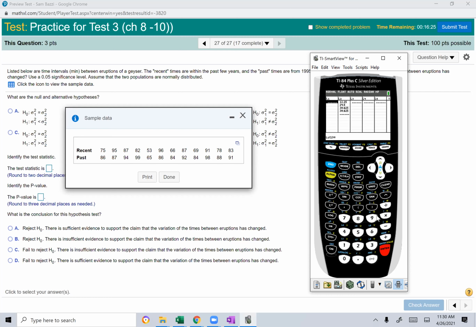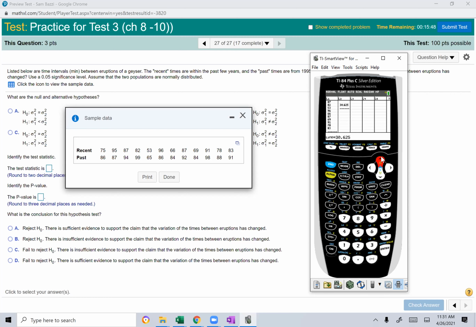Please bear with me. 75, 95, 87. I could prepare those data sets beforehand and put them in the calculator, but the problem is you cannot put everything on the calculator. There is a limit of how many lists you can pre-prepare. 87, 69, 91, 78, 83.